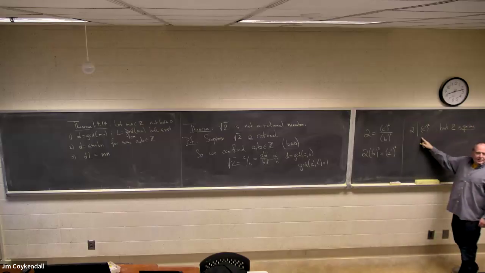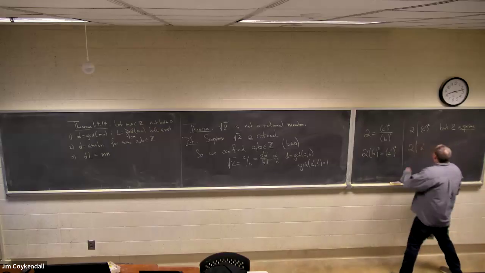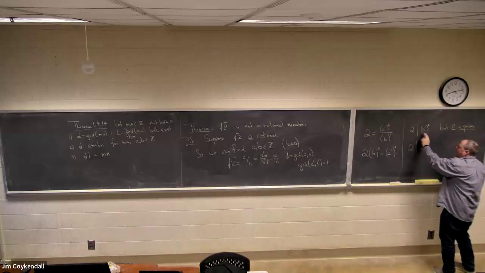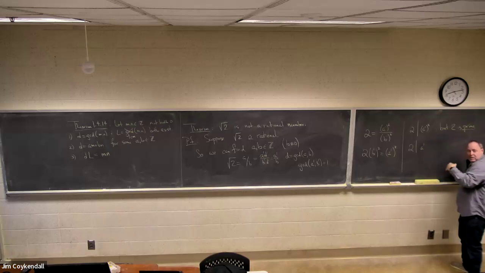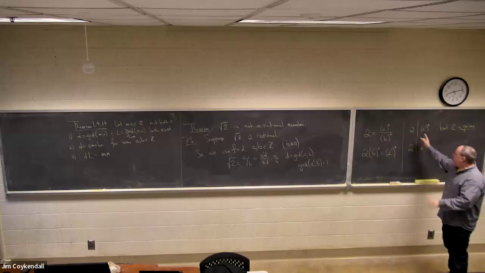So what does that tell me? If 2 divides a squared and 2 is prime, then this is a product of 2 things. It's a times a, right? And since 2 divides the product, it has to divide the single one, right? Everybody okay with that? And this is actually a step forward. And you do need prime, right?